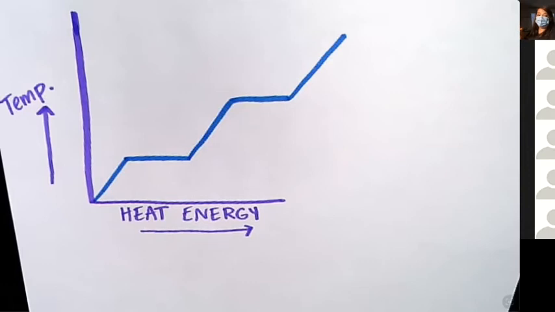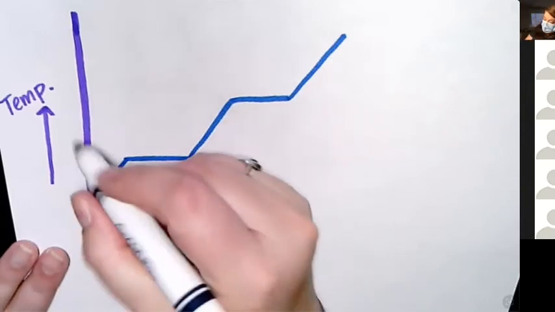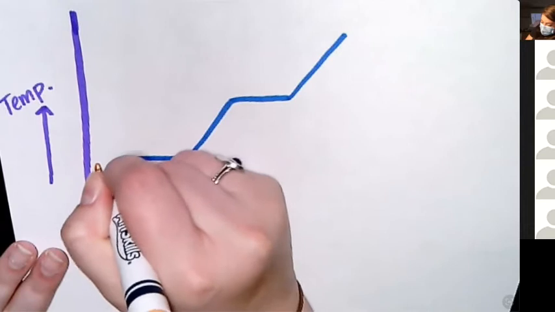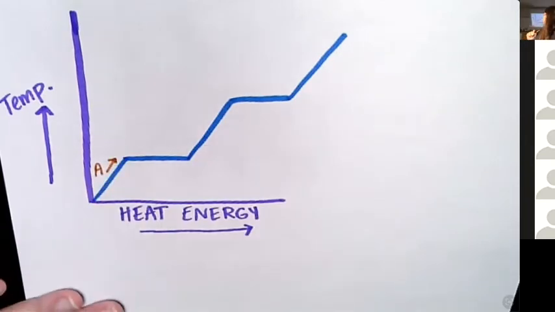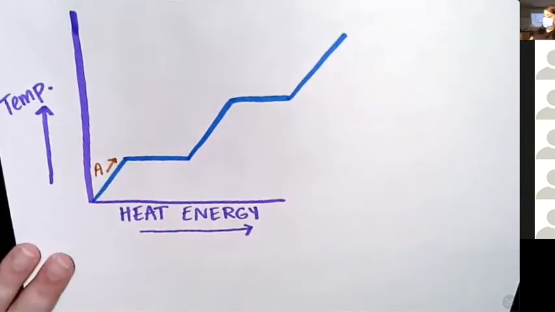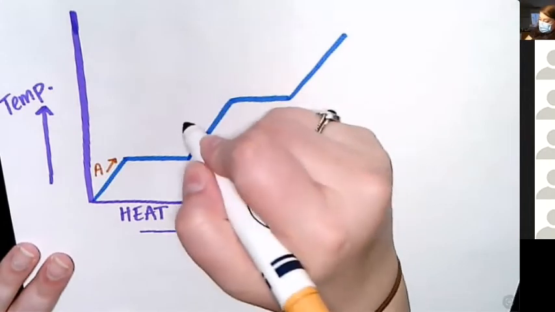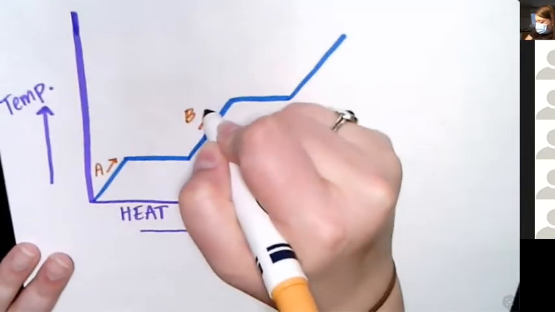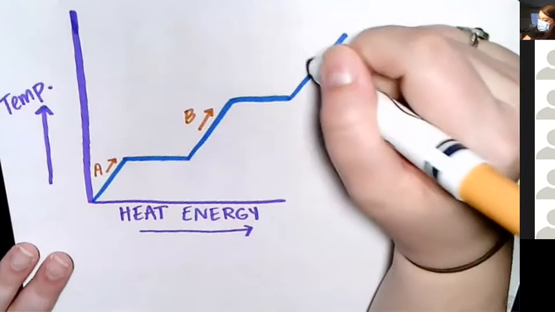This is going to be very helpful, because almost every single heating curve is set up the exact same way. Okay, so here's what I'm going to do. I'm going to put an A with an arrow going up like that. And then I'm going to do a B right here with an arrow going up. And then C.